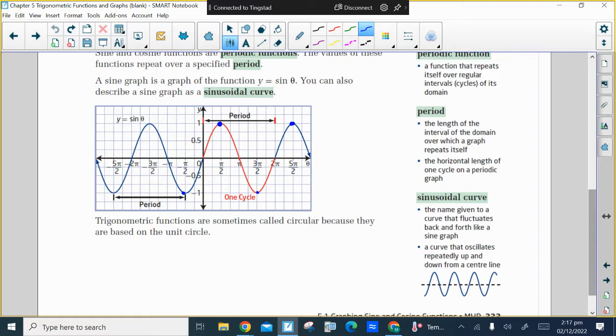We can also call these graphs sinusoidal curves. It's the name given to a curve that fluctuates back and forth like a sine graph, a curve that oscillates repeatedly up and down from a center line. Okay, and then at the bottom there it says trig functions are sometimes called circular because they are based on the unit circle.